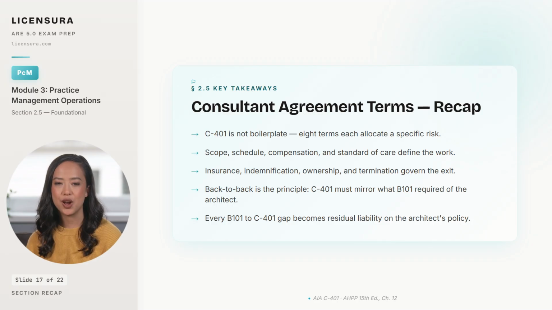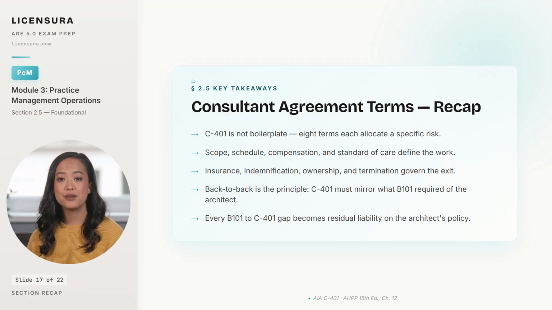First, C401 is not boilerplate. It is a deliberate allocation of risk in 8 specific terms, and signing it without reading it is one of the most common avoidable mistakes in firm practice. Second, 4 of the terms define the work itself: scope of services, schedule, compensation, and standard of care. A gap in any of them is a gap in what gets delivered to the client. Third, the other 4 govern the exit and the consequences: insurance, indemnification, ownership, and termination. A gap in any of them is a gap in who pays when something goes wrong.